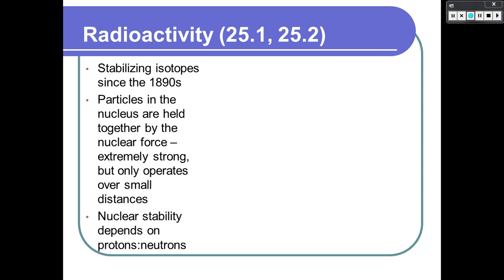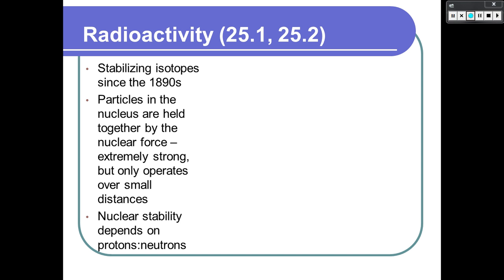It's stronger than the electrical force. And so nuclear stability depends on a ratio of protons to neutrons. In small atoms, it's about a 1-to-1 ratio. You'll notice that in the smaller atoms the average atomic mass is about double the number of protons, because there's about double the number of nucleons, or the same number of neutrons plus protons added together. And so it's about a 1-to-1 ratio.